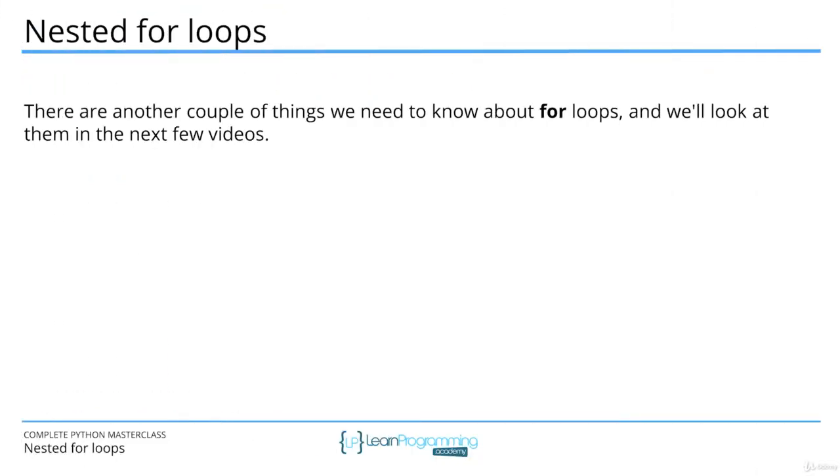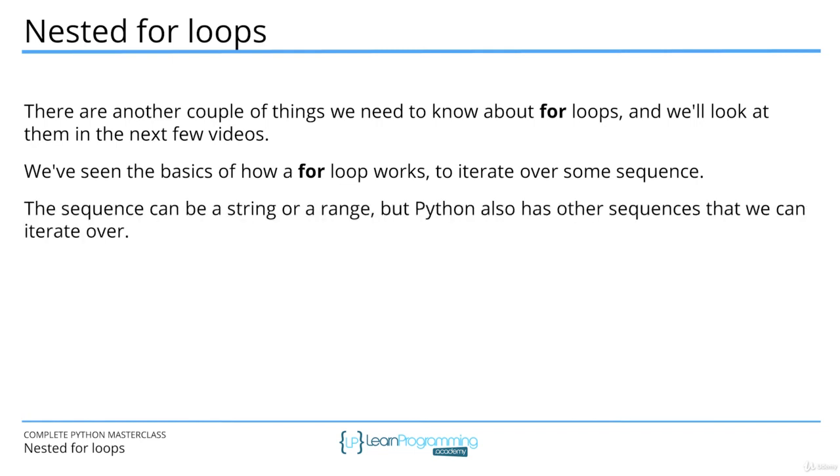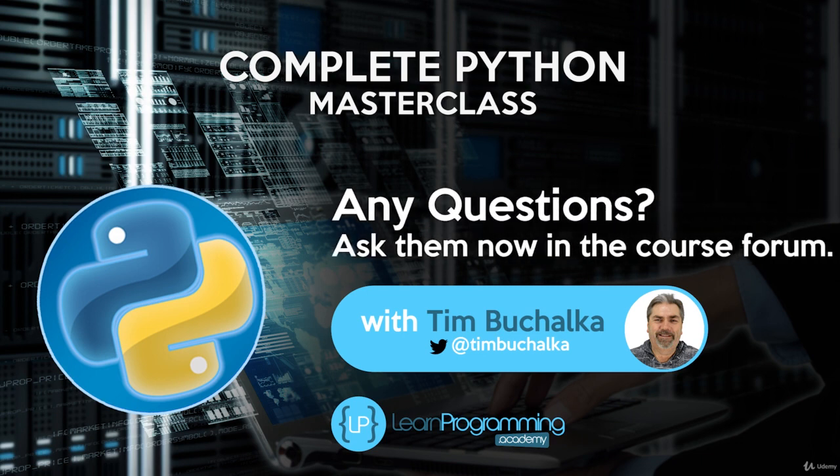So there's another couple of things we need to know about for loops, but we'll look at them in the next few videos. We've seen the basics of how a for loop works to iterate over some sequence. The sequence can be a string or a range, but Python also has other sequences that we can iterate over. I'll actually be talking about lists in the next section, but I'll introduce them in the next video. They'll give you more practice at working with for loops, as well as a way to cover 2 more things we need to know about them. So, see you in the next video.